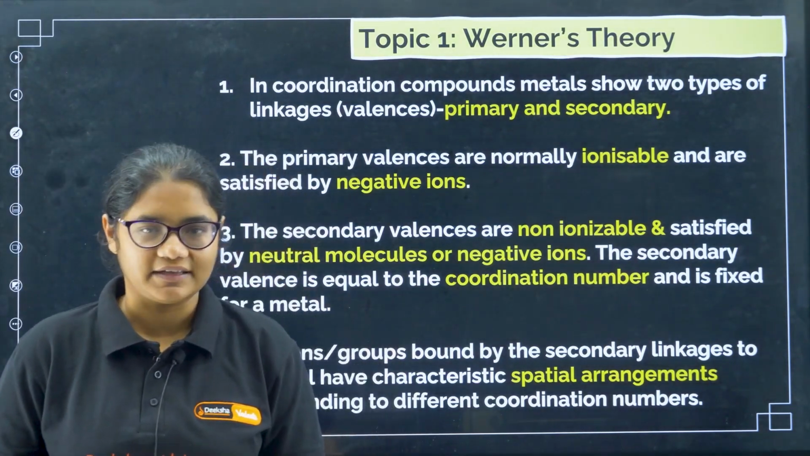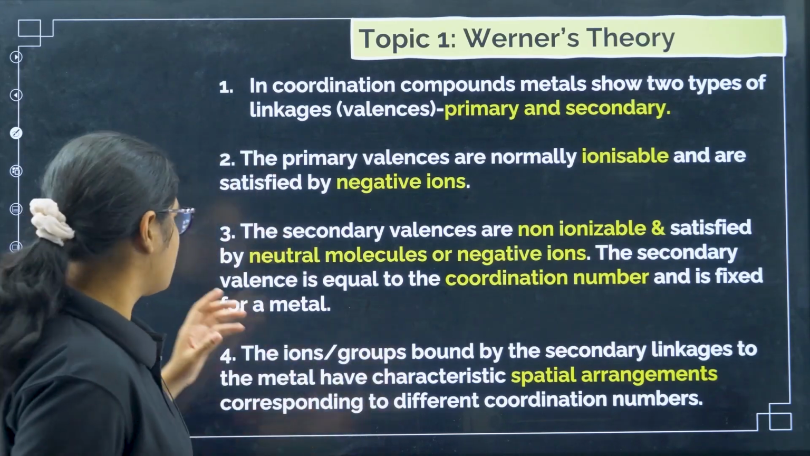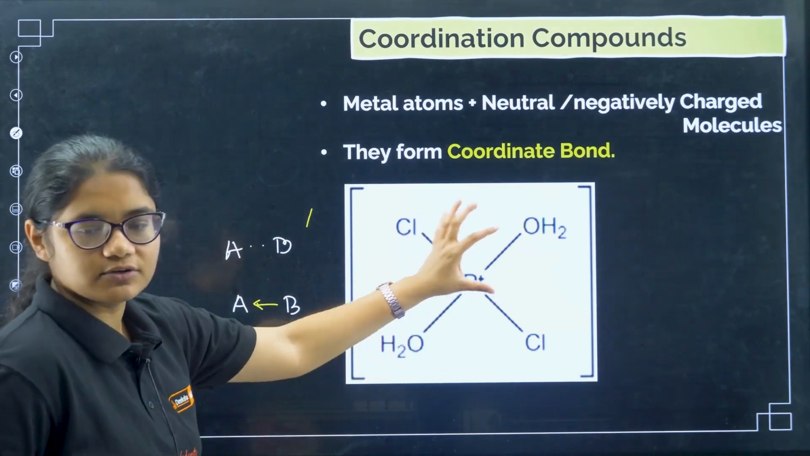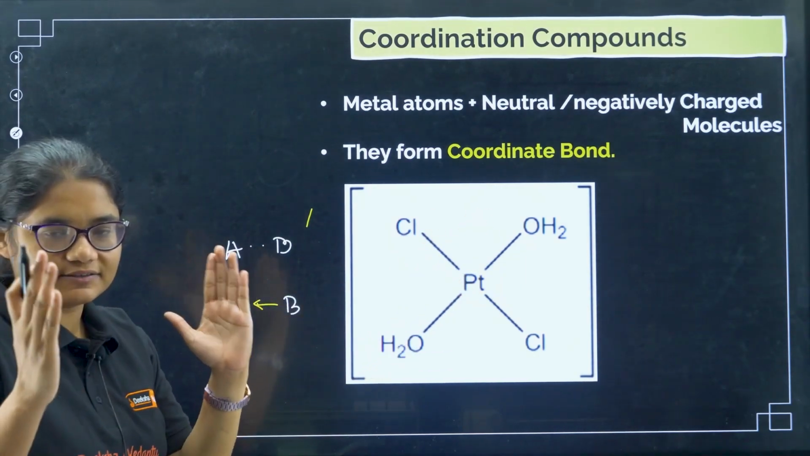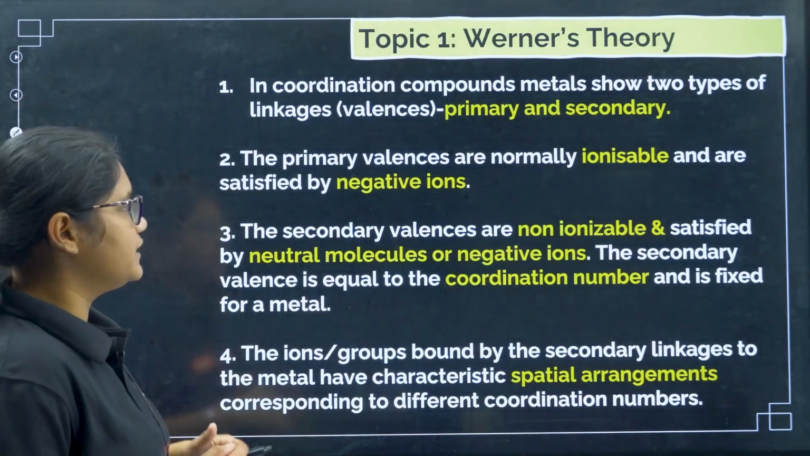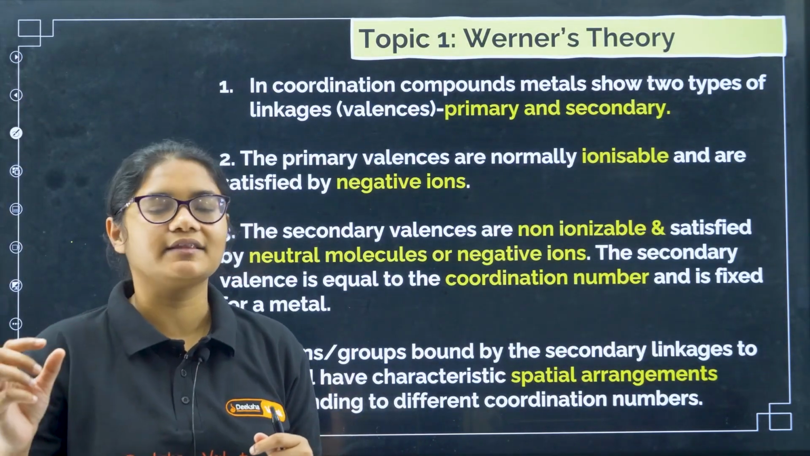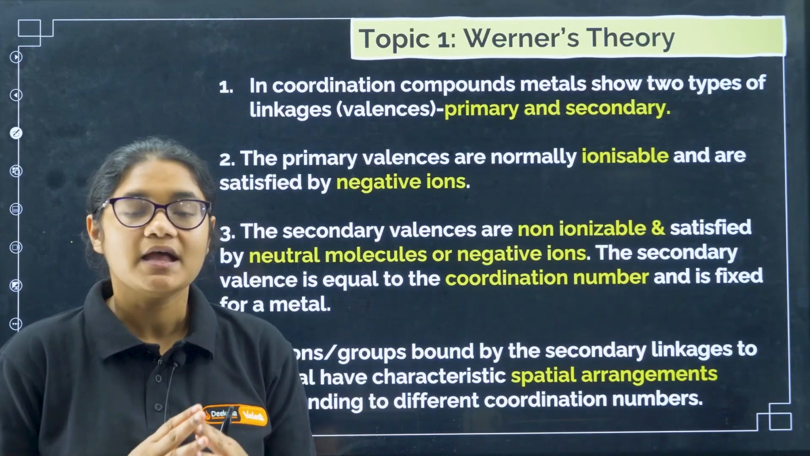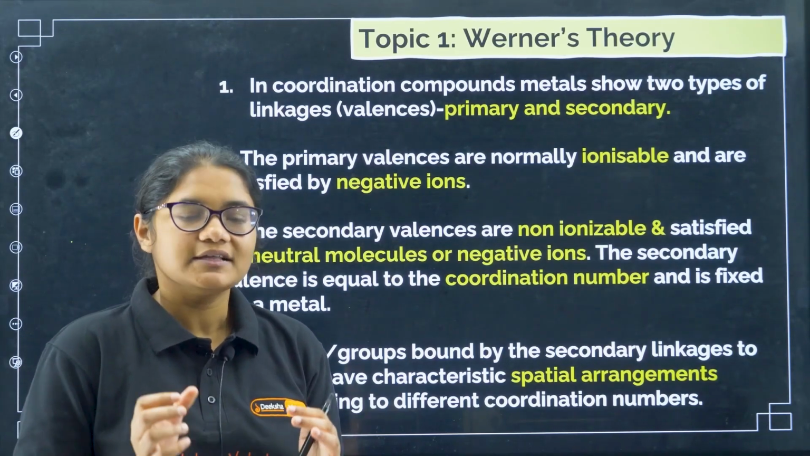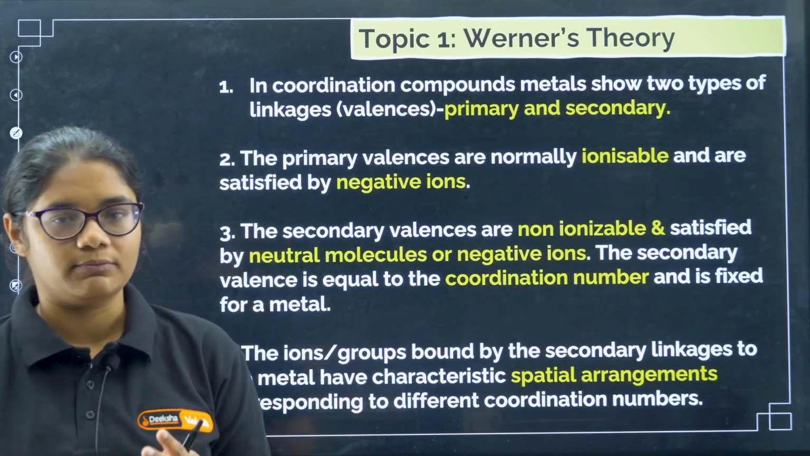So Werner's theory says that in a coordination complex, before you ask what is a coordination complex, a metal plus a ligand combination is called a coordination complex. Now Werner says that in a coordination complex there are two types of valency: one is the primary valency and the other is the secondary valency. Primary valency is satisfied by negative ions, and secondary valency is satisfied by both negative ions and neutral molecules.